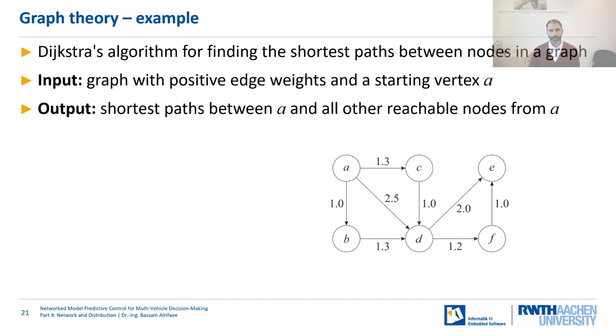The Dijkstra algorithm. Dijkstra is from the Netherlands. He's a famous computer scientist, and he suggested an algorithm for computing the shortest paths between nodes in graphs. Nodes, by the way, is just another word for vertex. His algorithm is optimal because he proved that using it, we always find the optimal solution, the shortest path between nodes in graphs.